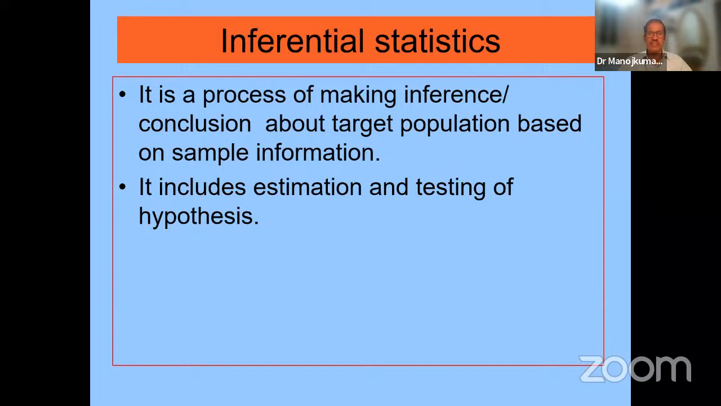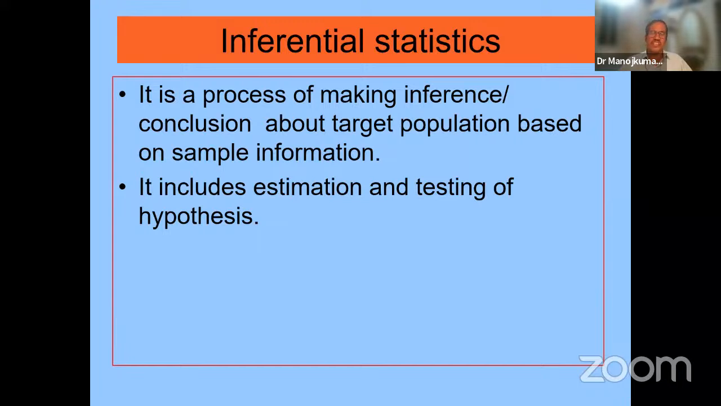Since we are estimating from the sample values, it is not possible to give an exact estimate of the target population. So we want the true range in which these population parameters are lying. For that, we estimate interval estimates. Usually we talk of the 95% confidence interval. This 95% confidence interval means we are 95% sure that the true value will lie between these two values, lower limit and upper limit. This is one aspect of inferential statistics.